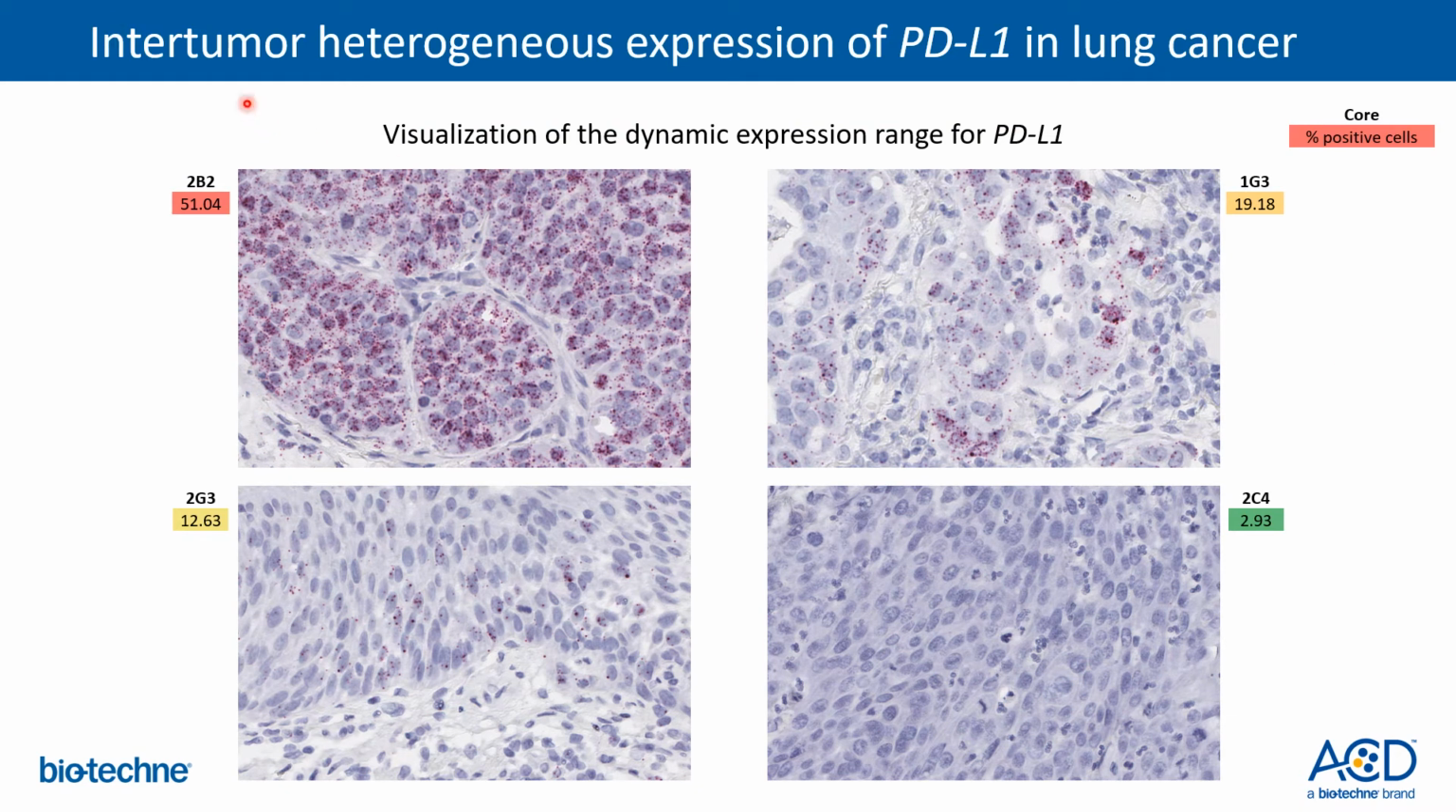So here's an example where the RNAscope red assay has been used to detect the PD-L1 mRNA in lung cancer tumors. And here we are comparing PD-L1 expression in 4 different lung cancer tumors. And as you can see, the PD-L1 expression differs dramatically based on which tumor you're looking at. This highlights the heterogeneous expression of this marker in this particular tumor.